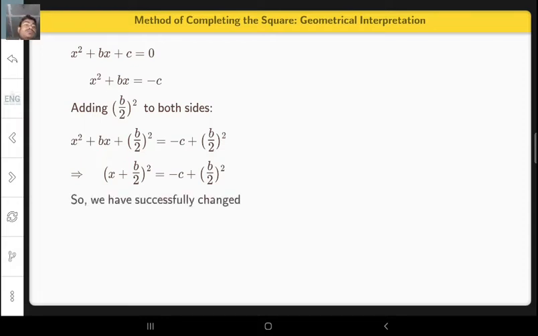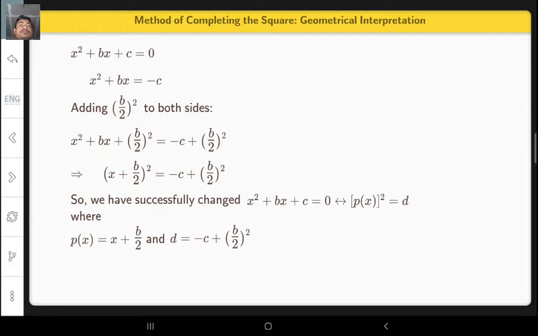So, we have successfully changed x squared plus bx plus c is equal to 0 to (px) squared is equal to d, where px is x plus b by 2 and d is negative c plus (b by 2) whole squared. Now, we can easily find the two roots of x squared plus bx plus c is equal to 0.